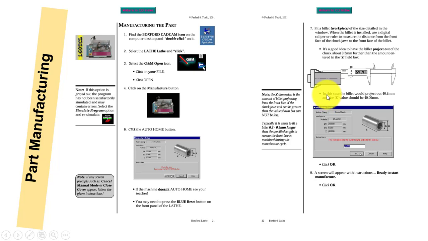Here the example is mentioned. For example, if the length you have selected is 40 mm, in this case the billet would project out 40.2 mm and the Z value should be 40 mm. After doing this activity, you can click OK, and then do the further steps to start the real-time manufacturing of your workpiece.